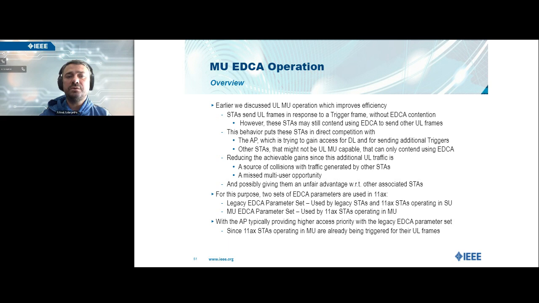So 11ax introduced two EDCA parameter sets, one which is legacy and the other which is the MU EDCA parameter set. These are parameters that differentiate the access of the station. In general, the access point is going to provide higher access with the legacy EDCA parameter sets and lower access with the MU EDCA parameter sets, because 11ax stations are already being triggered for their uplink frames, so you reduce their contention opportunities.